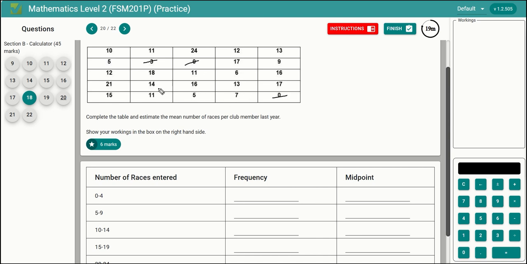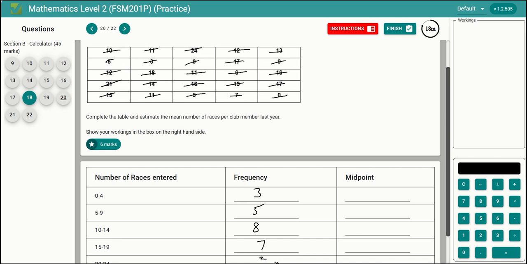3. So that is a total of 3, I believe, unless I've missed one. Between 5 and 9 is 1, 2, 3, 4, 5. 10 to 14, 1, 2, 3, 4, 5, 6, 7, 8. Between 15 and 19, 1, 2, 3, 4, 5, 6, 7, and 2. There we go, perfect.